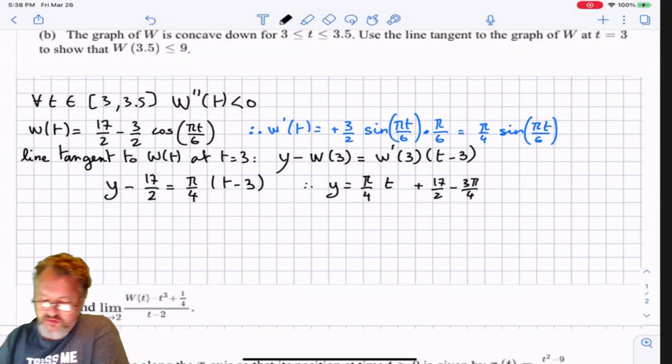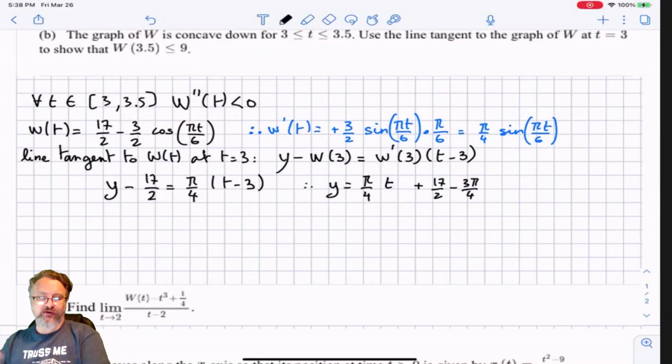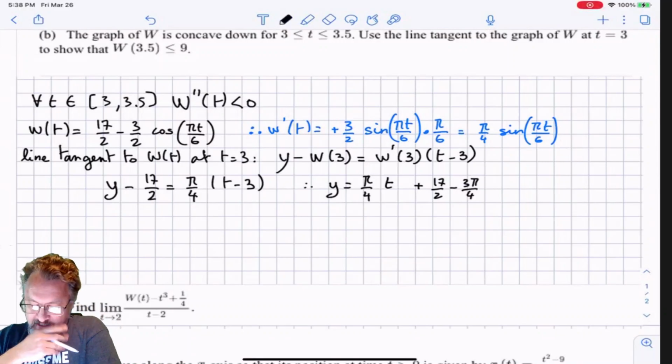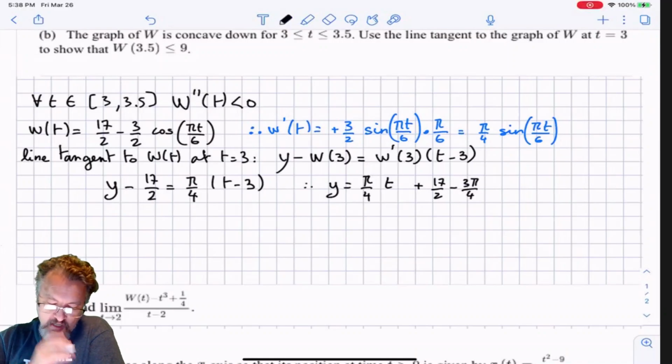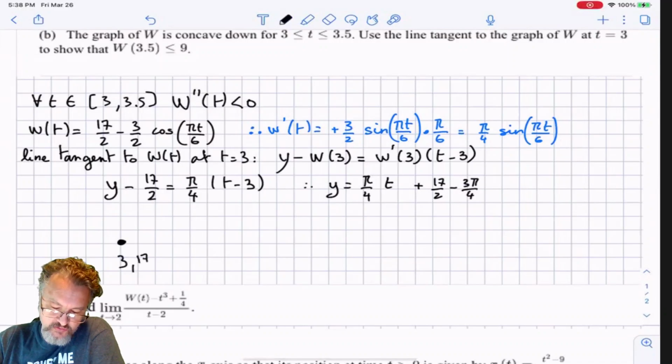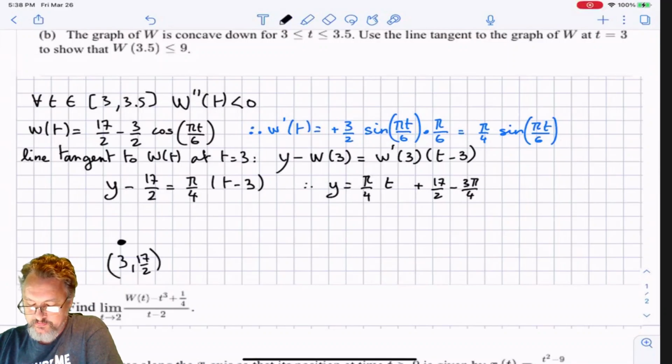Okay. Does that help or not? I don't know, but here it is. And so, how is that useful? Well, let's imagine that this point right here that I'm drawing is the point of coordinates 3 and 17 over 2. Basically, the point on the function equal to this.